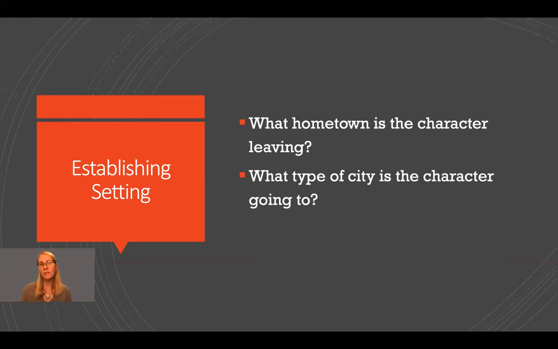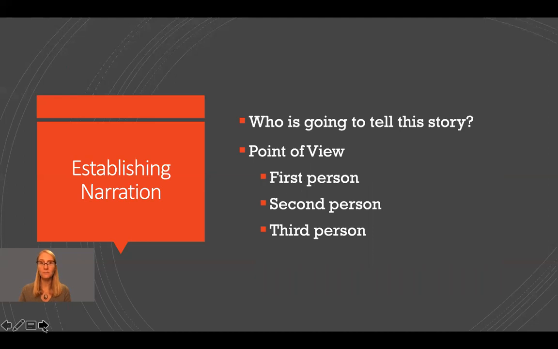So those are things that I'm going to want to think about and maybe jot down and do some brainstorming before I get to work on my story. I'm also going to want to think about my narration. Again, this goes back to who is telling this story. Is it first person? Is the main character telling you his or her its experience? I, me, my, right? We.